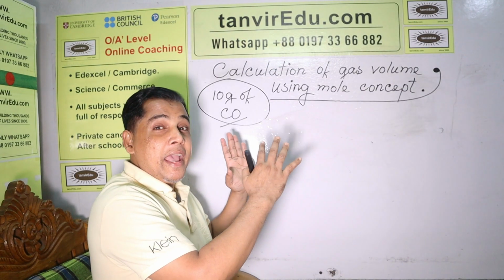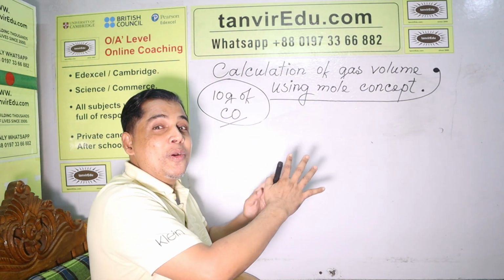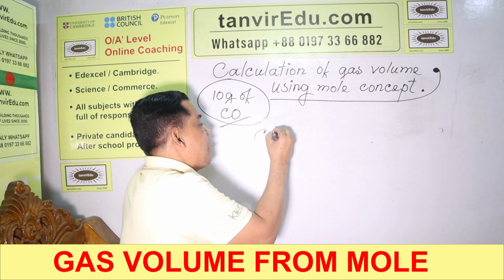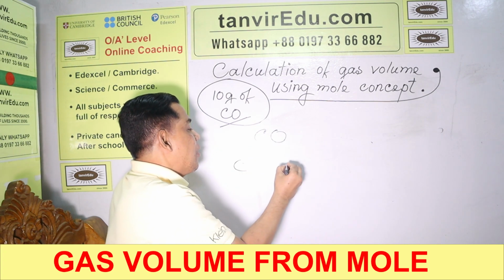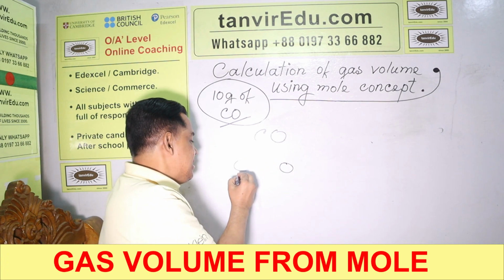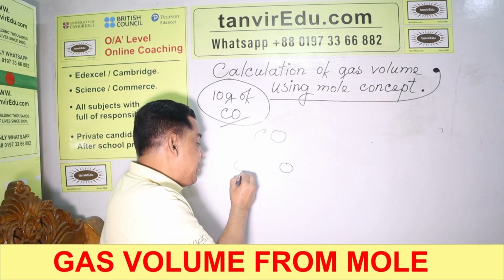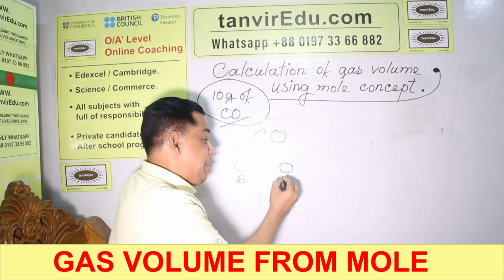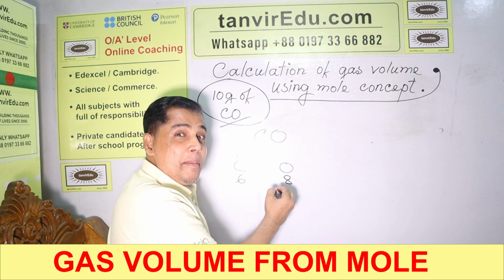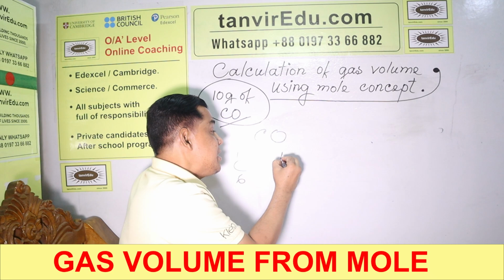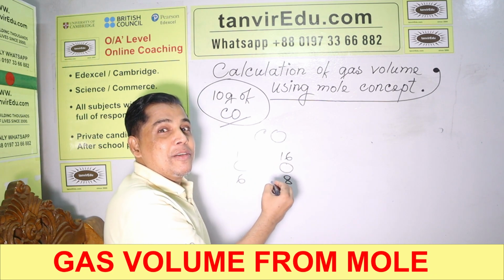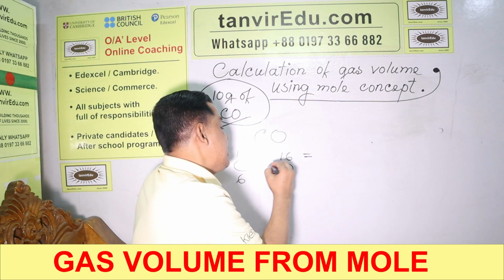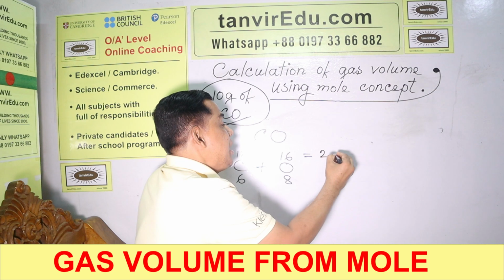Calculation of gas volume using the mole concept. Carbon monoxide: carbon, oxygen. 6 is the atomic number of carbon, 12 is the mass number of carbon, 8 is the atomic number of oxygen, 16 is the mass number of oxygen. So in total the mass number of carbon monoxide is equal to 28.